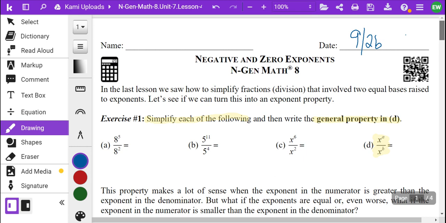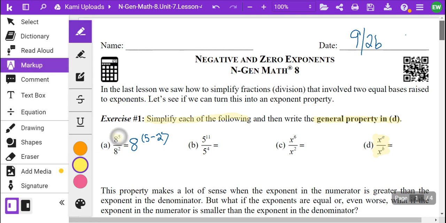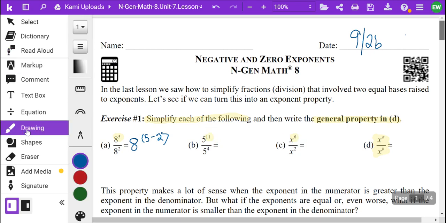Okay, so if we look at the first one, I want you to remember that when we're dividing exponents, we subtract them. So it would be 8 to the 5 minus 2. Now this is really important. It's 5 minus 2, and it's in the numerator because the greatest number for the exponent is in the numerator. Same with B, and same with C. Okay, so what is 5 minus 2? It's 3. So it is 8 to the third power.